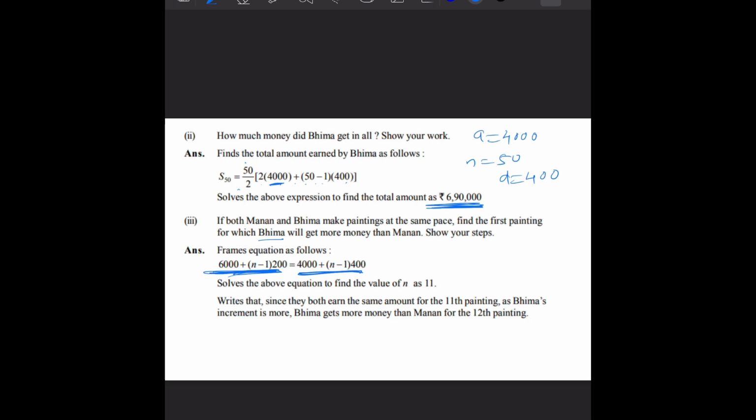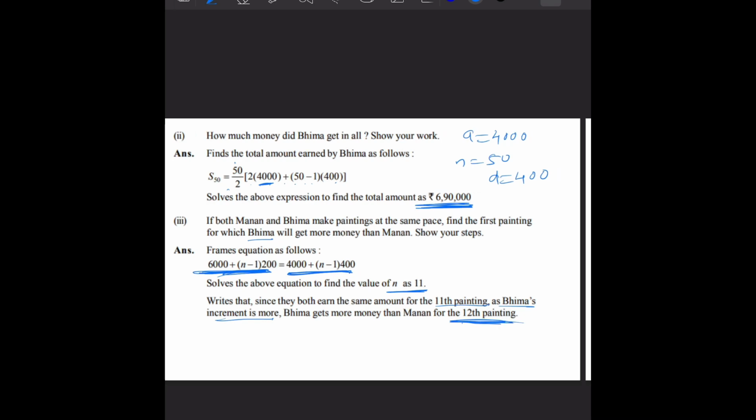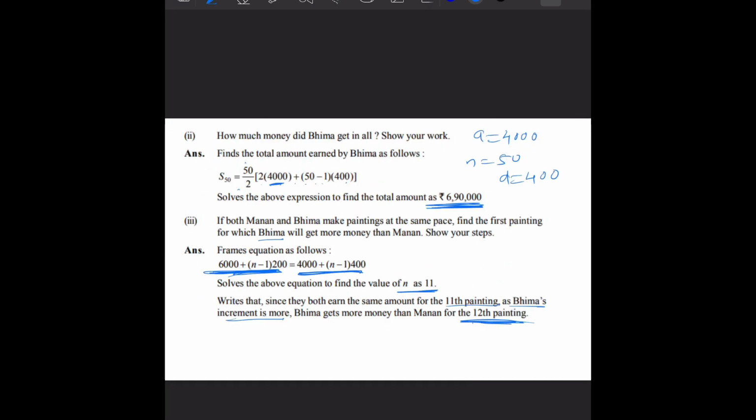आप इन दोनों को सॉल्व करने के बाद आपका n की वैल्यू आ गई 11, राइट? Since they earn the same amount on the 11th painting, as Bhima's increment is more. भीमा का इंक्रीमेंट कितना है? 400. तो भीमा को ज्यादा पैसे मिलेंगे 12th पेंटिंग में, obviously. So Bhima gets more money than Manan for the 12th painting, right?